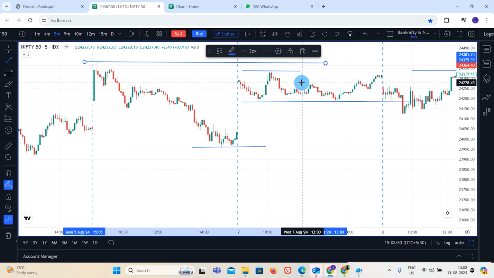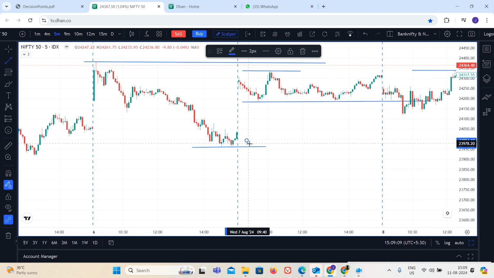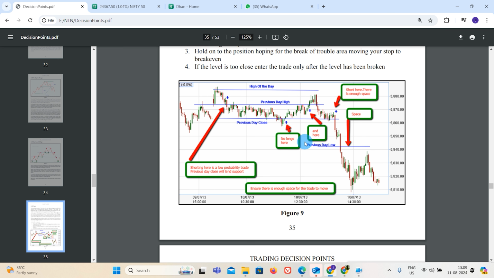there is no clear direction for an intraday trader where to take a decision, because it is trading in between these two levels. Until it comes to this level we cannot take a decision. Whether the breakout is a failure, then we can go for a downside, or if it is breaking the previous day low, we can go for a put side. So it's clear, friends. That is what they're trying to explain.